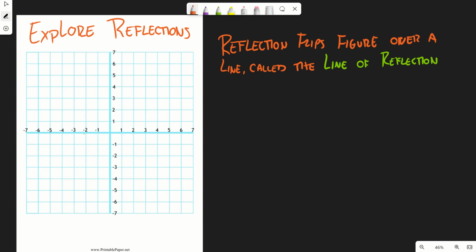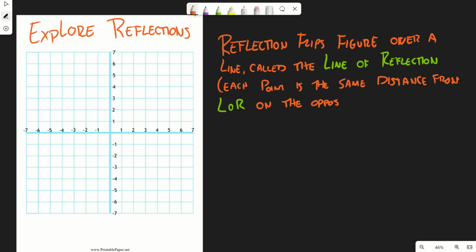And within that, each point is the same distance from the line of reflection on the opposite side. Okay, so when we flip over that line of reflection, our new points, our image, will be the same distance away from the line as it was when it started, but just on the other side of the line.